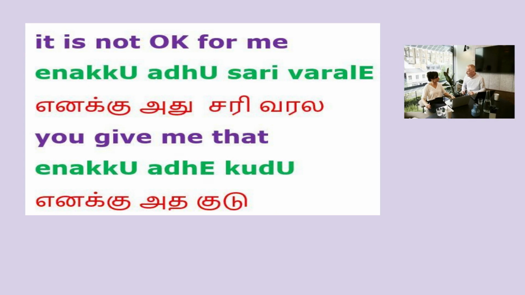Now the next thing. It is not okay for me, which is what we saw earlier. The next one is எனக்கு அதை கொடு. In the earlier phrase, it was அது. Now it becomes அதை because it's a direct object. Give that to me. That is, you give that to me.